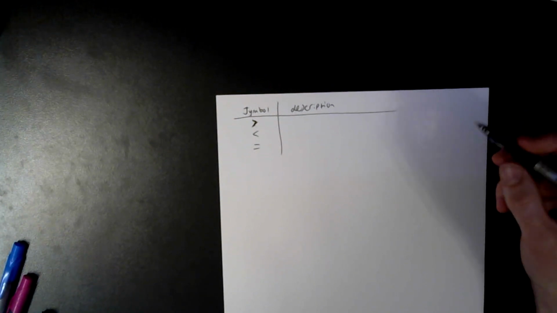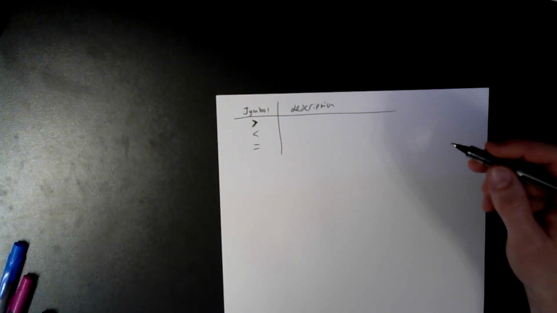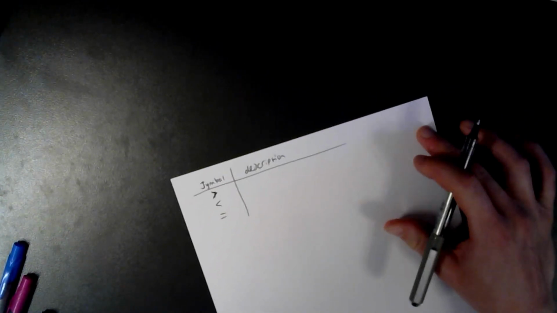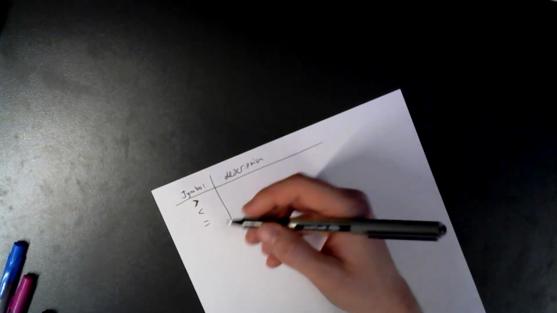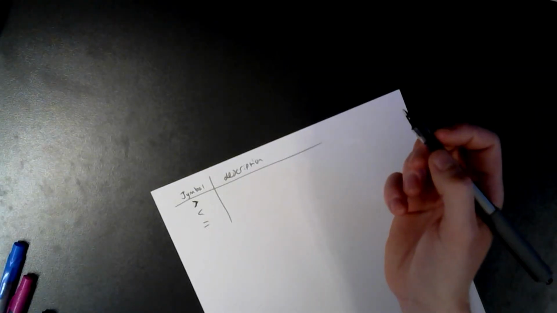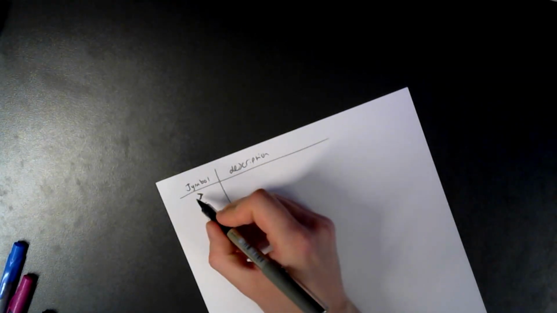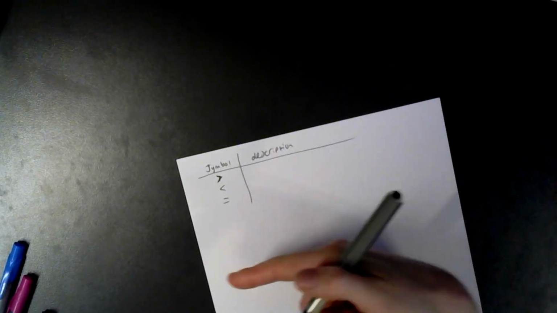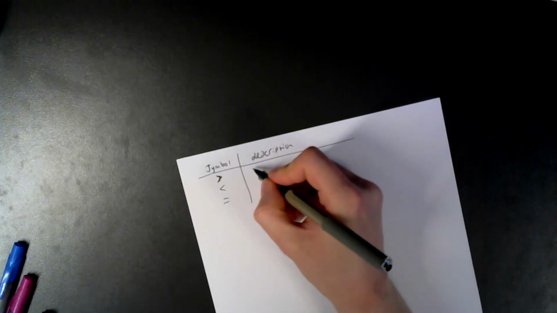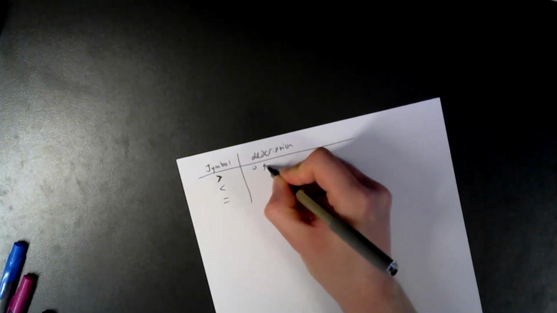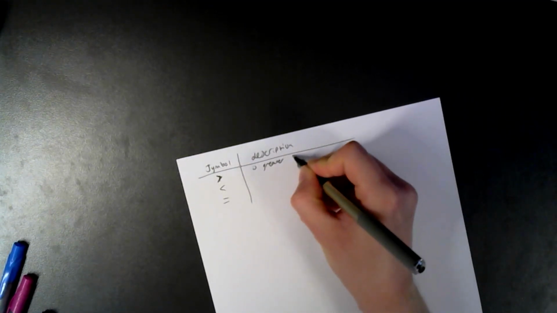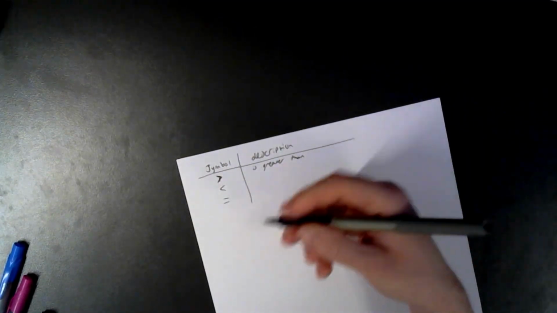Okay, so hopefully you've paused the video now and had a go. Looking over what I'd expect to have roughly in your tables. This first symbol here, the crocodile mouth is pointing leftwards. So that would mean is greater than, or is bigger than, or is more than.